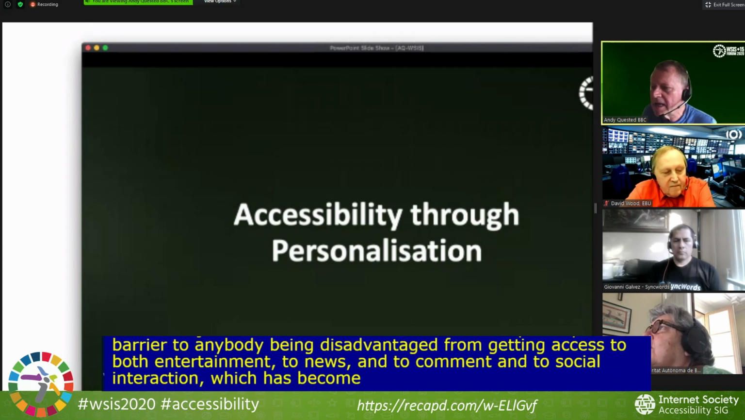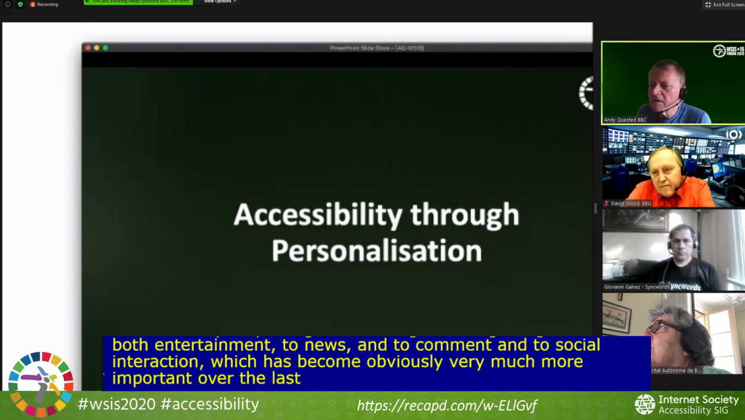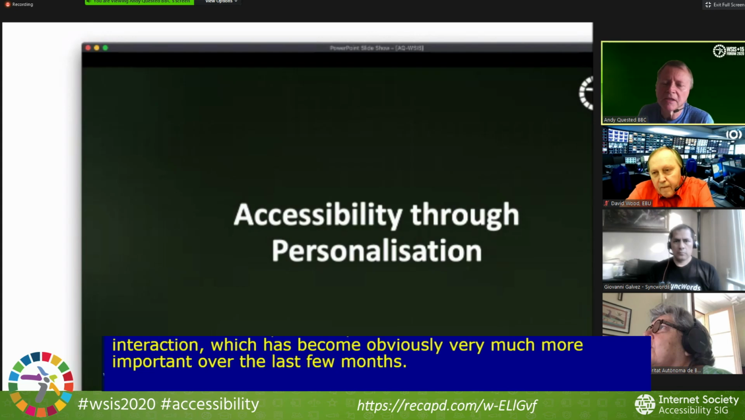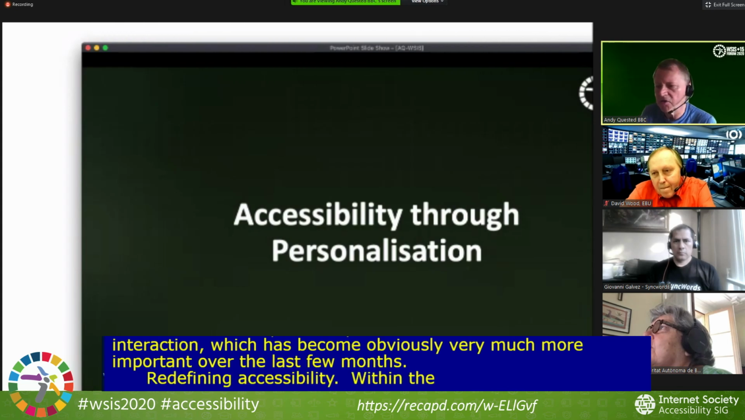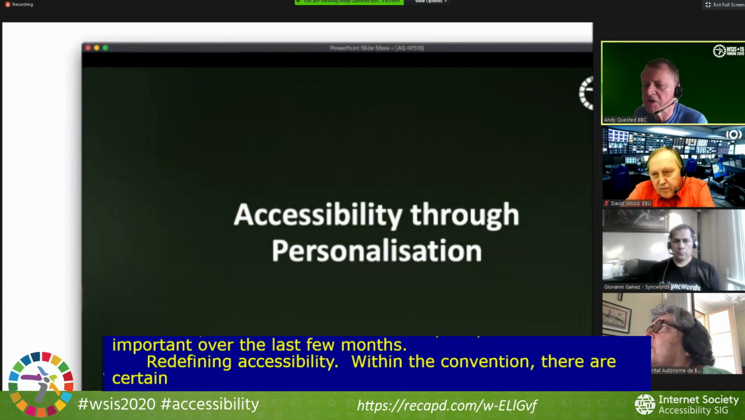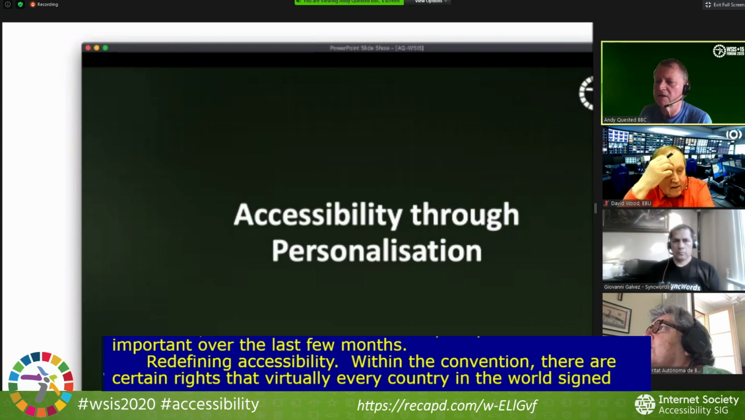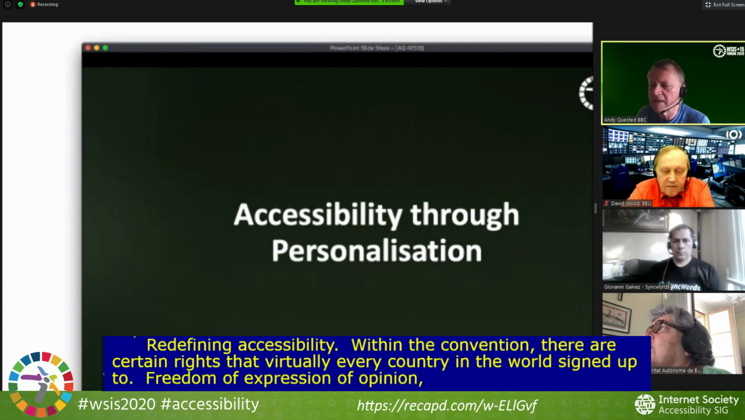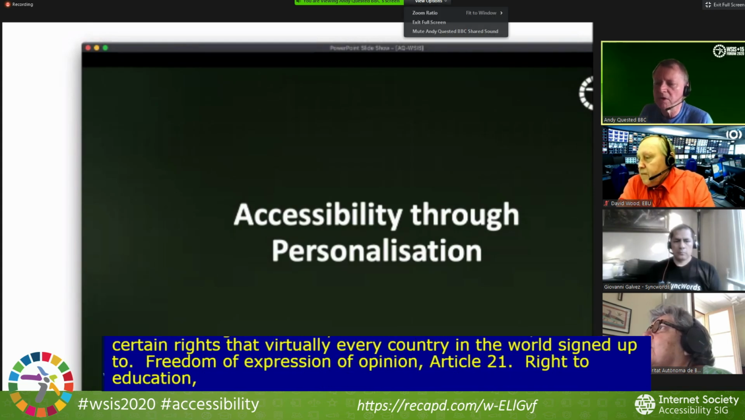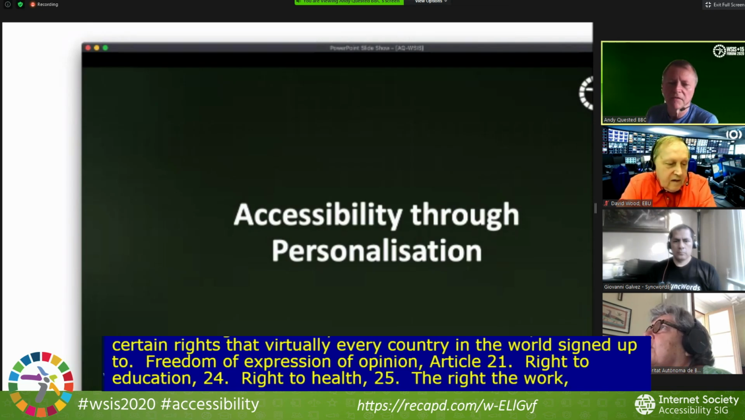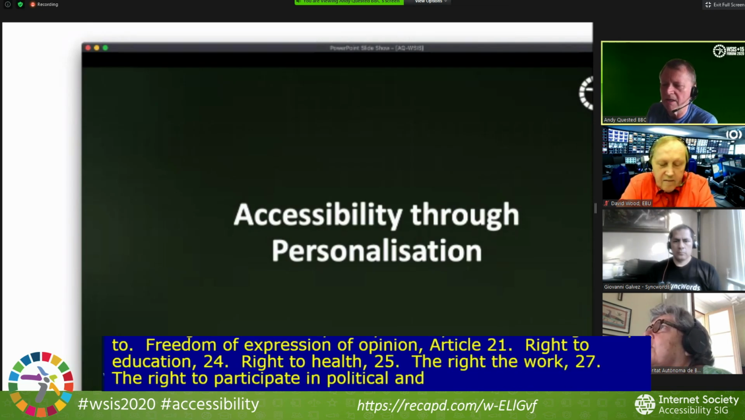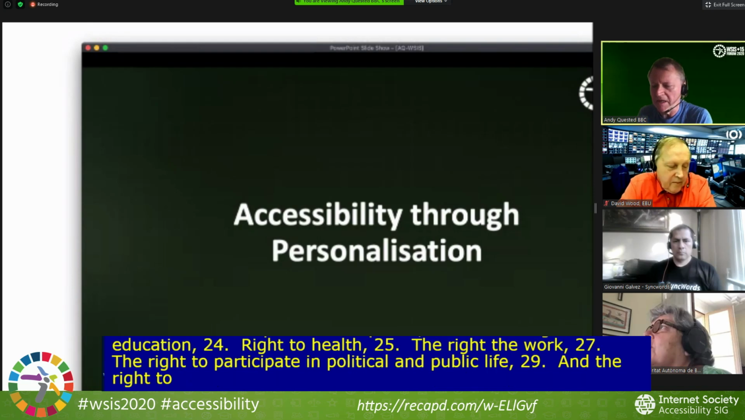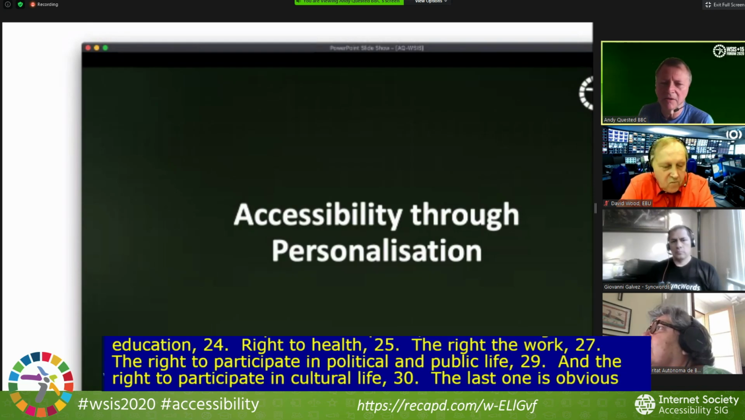So, redefining accessibility. Within the convention, there are certain rights that virtually every country in the world has signed up to. The freedom of expression and opinion, Article 21, the right to education, 24, the right to health, 25, the right to work, 27, the right to participate in political and public life, 29, and the right to participate in cultural life, 30. Now, the last one is obvious from my background. This is about television, radio, and entertainment.